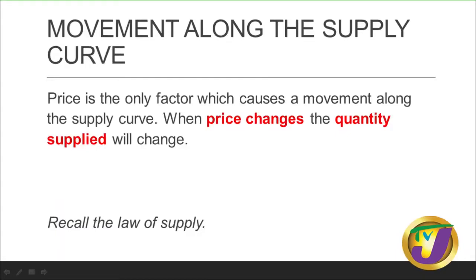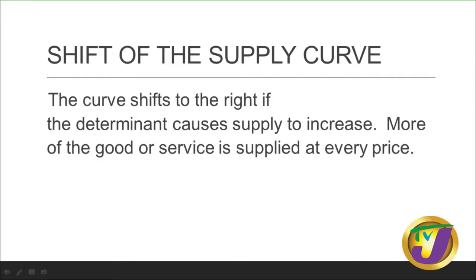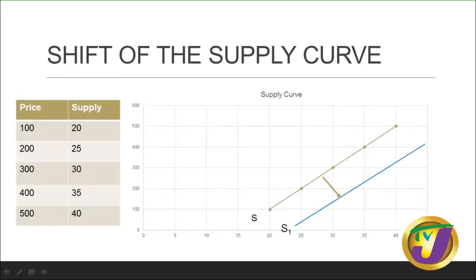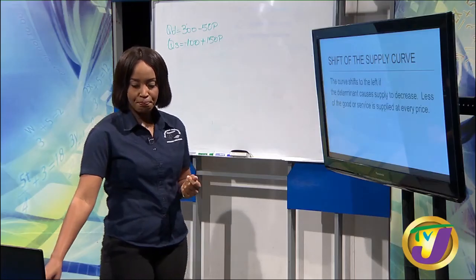Now, similar to the demand curve, the movement along the supply curve is caused by a change in price. Any non-price factor that changes will cause a shift of the supply curve. So that's easy for you to remember if you're comparing it with demand. The supply curve will shift to the right if supply increases, and it will shift to the left if supply decreases.